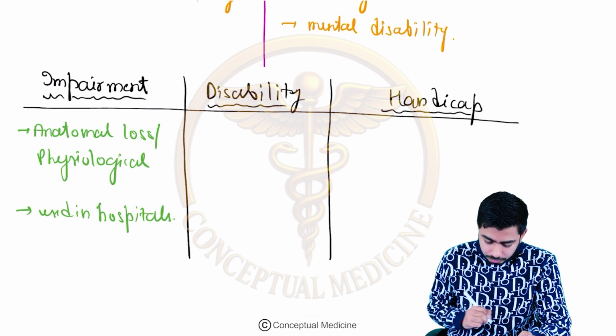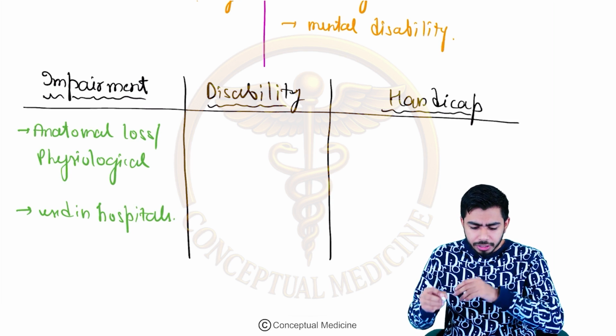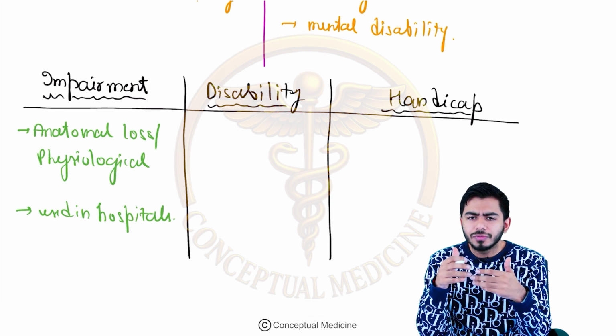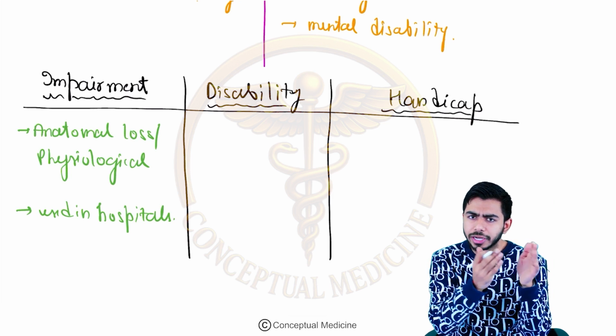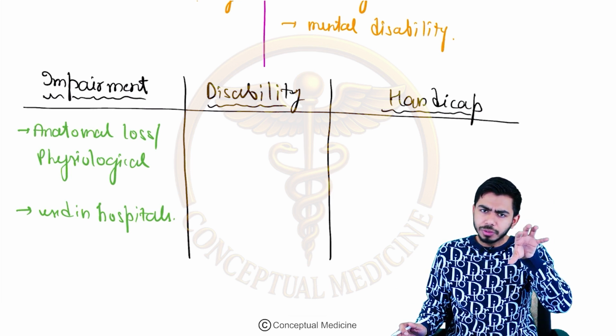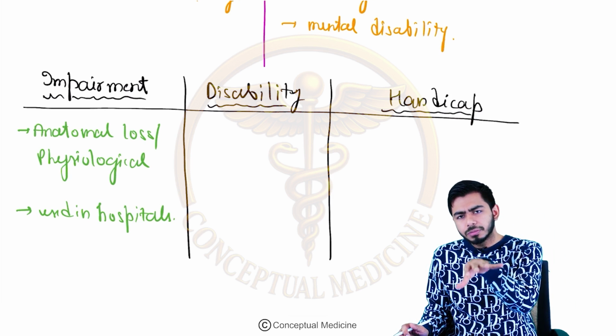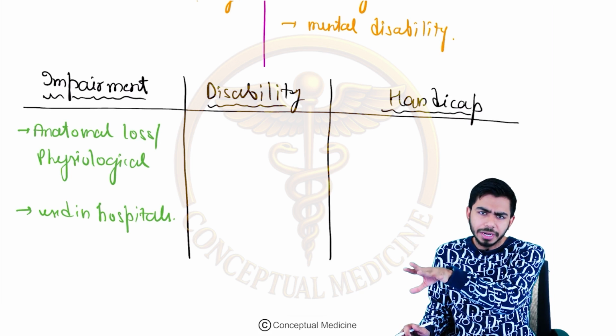Okay, this is impairment. Now if you talk about the disability, here the person will be having the loss of activity or loss of action due to that impairment, right? So these terms are related to each other. First of all, there will be impairment. Due to the impairment, the person will be having disability. Due to the disability, the person will be having the handicap. The person will be handicapped.